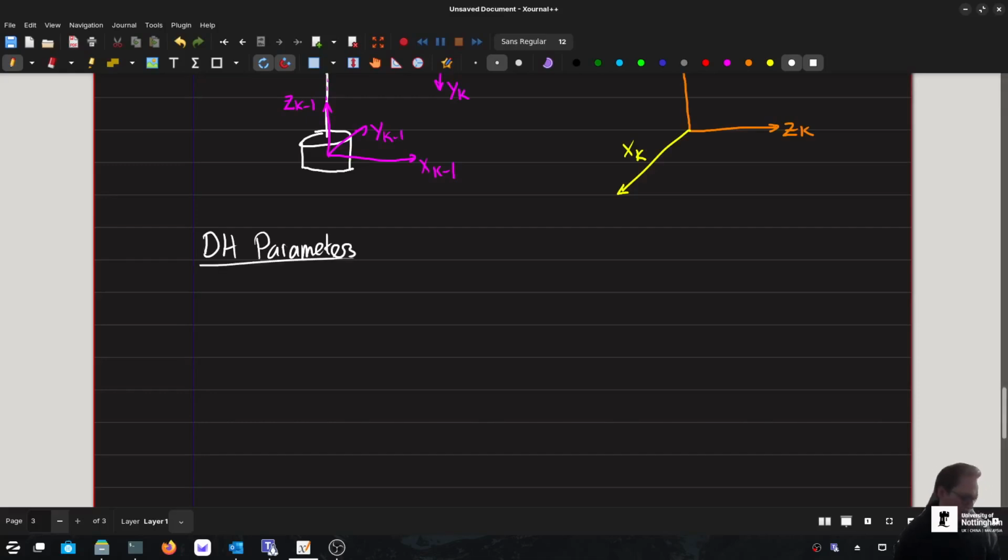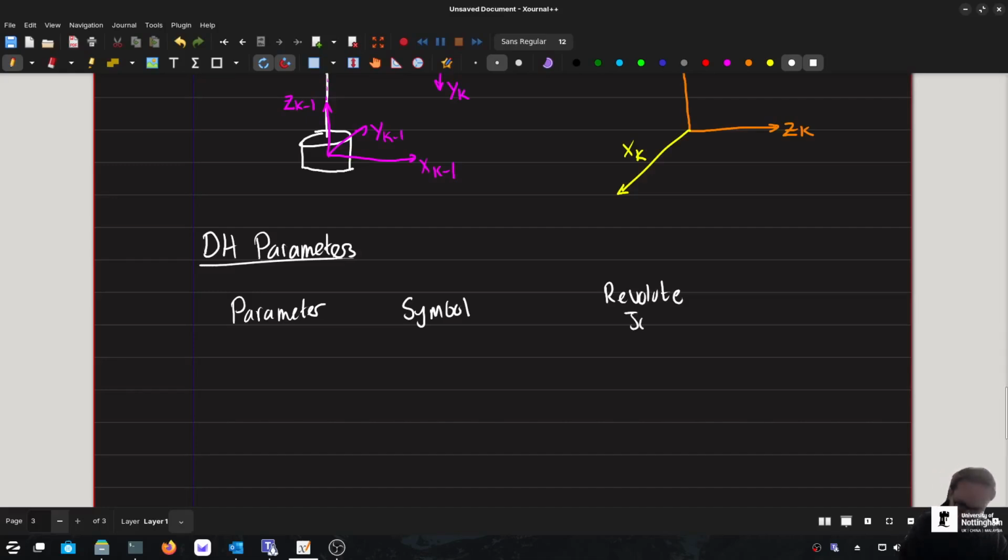I will make a little table. We're going to have parameter, symbol, and we're going to assign them. Basically, these parameters have different properties for the revolute and the prismatic joint, so you're going to see how they affect each other. As we go through it, try to understand why you think they can be fixed or variable. So revolute joint and prismatic joint.